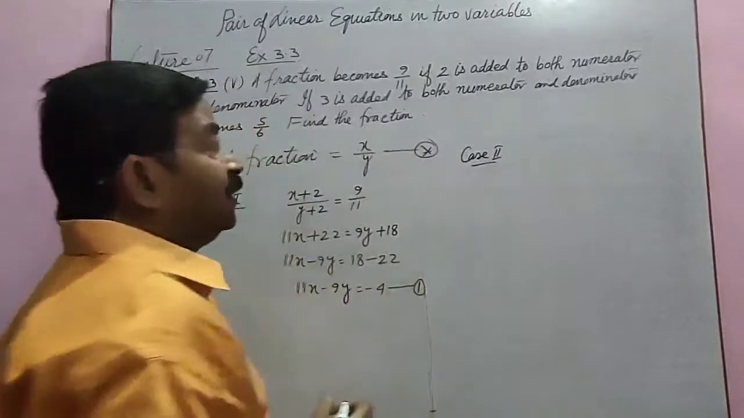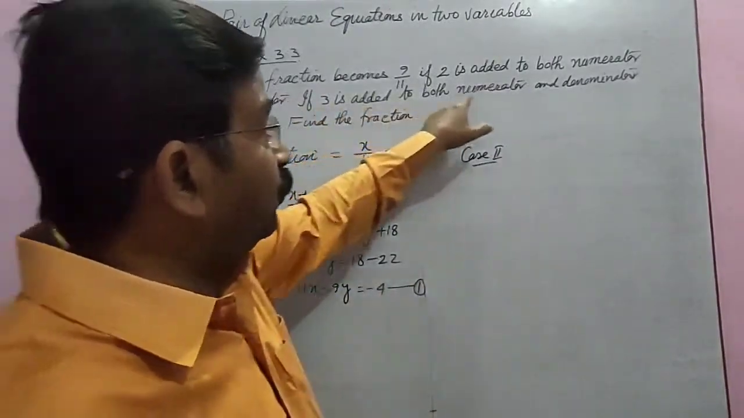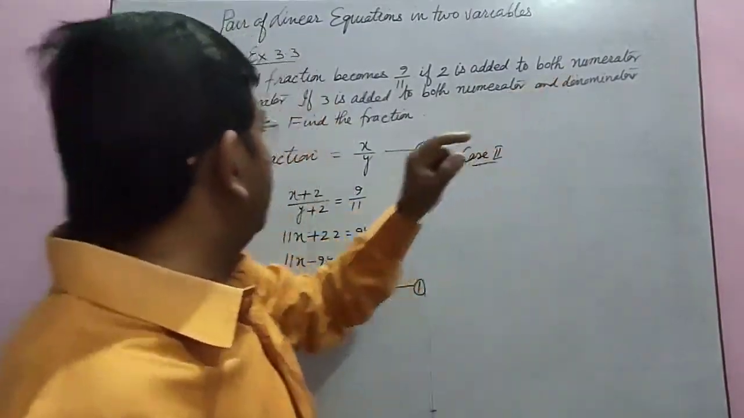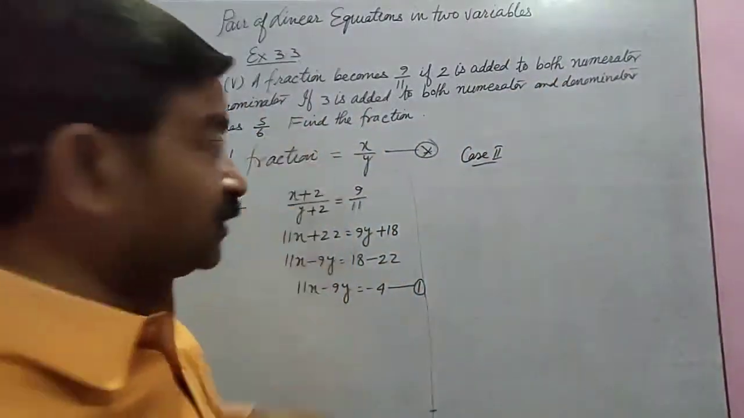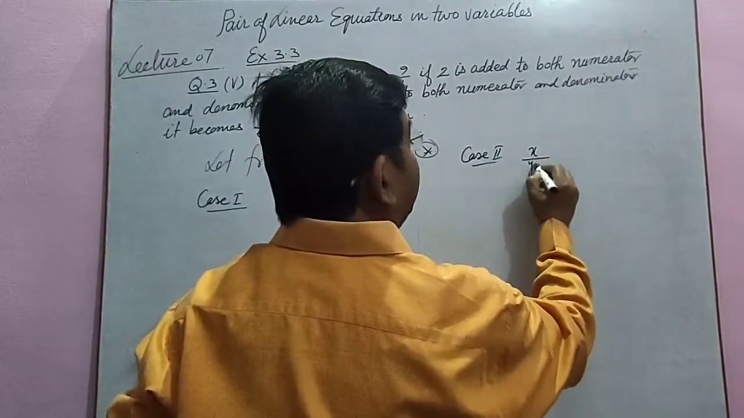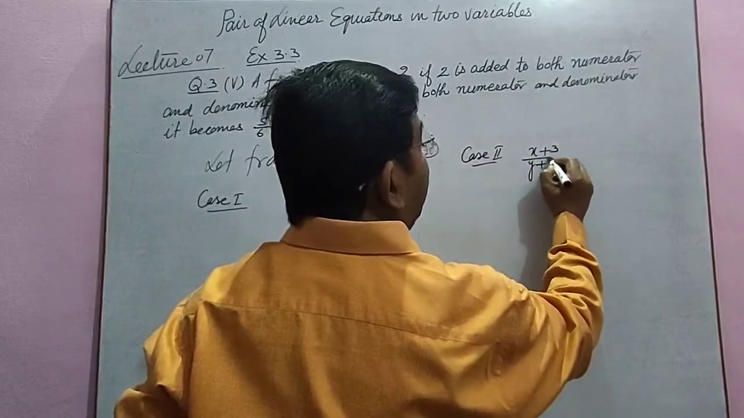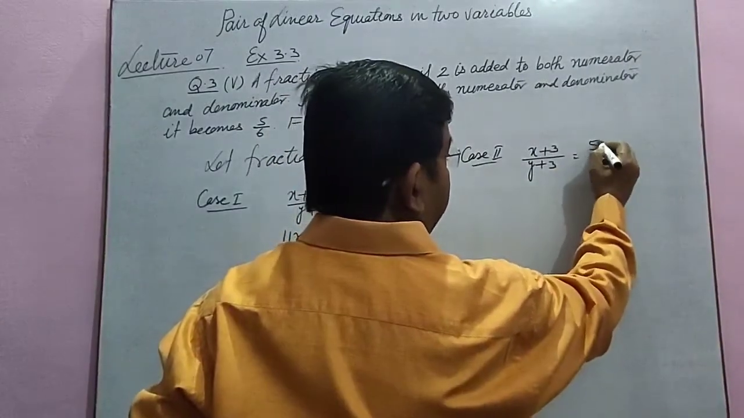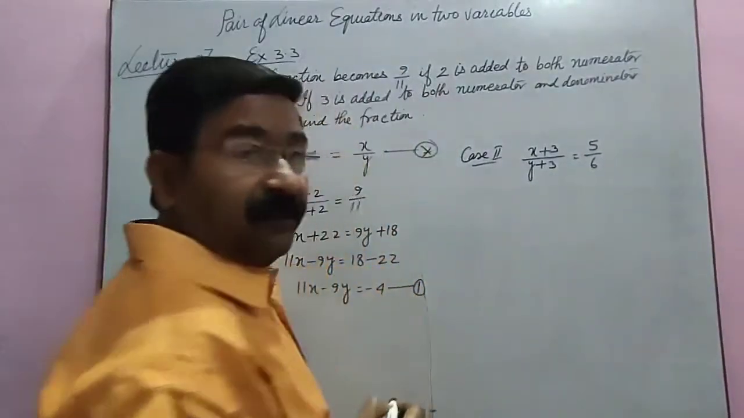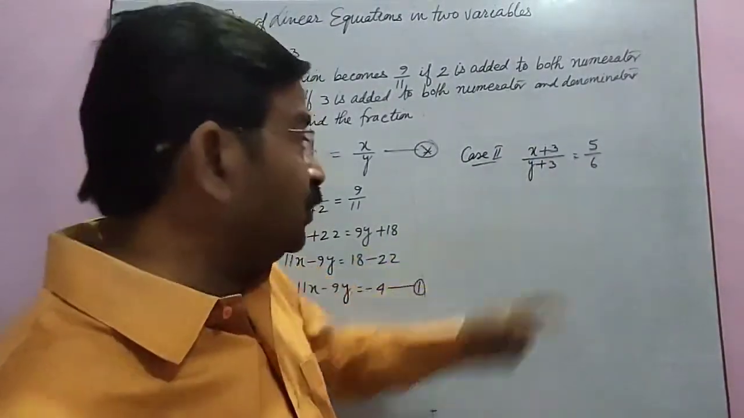Case second. What is said? 3 is added to both numerator and denominator. It becomes 5 upon 6. So fraction is x upon y. 3 is added to numerator and 3 is added to denominator. It becomes 5 upon 6. In the same way, we have to cross multiply.